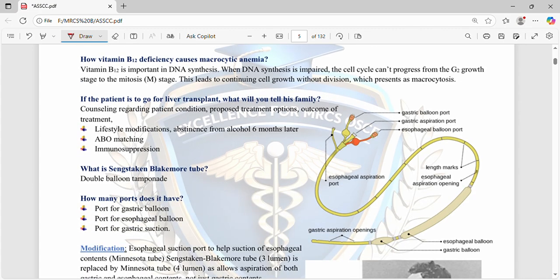If the patient is to go for liver transplant, what will you tell his family? Counseling regarding the patient's condition, proposed treatment options, outcome of treatment, lifestyle modification, abstinence from alcohol for 6 months, ABO matching, and immune suppression. You have to explain all these things when we are going for transplant. But if after transplant this patient does not stop the alcohol, then there is no advantage.